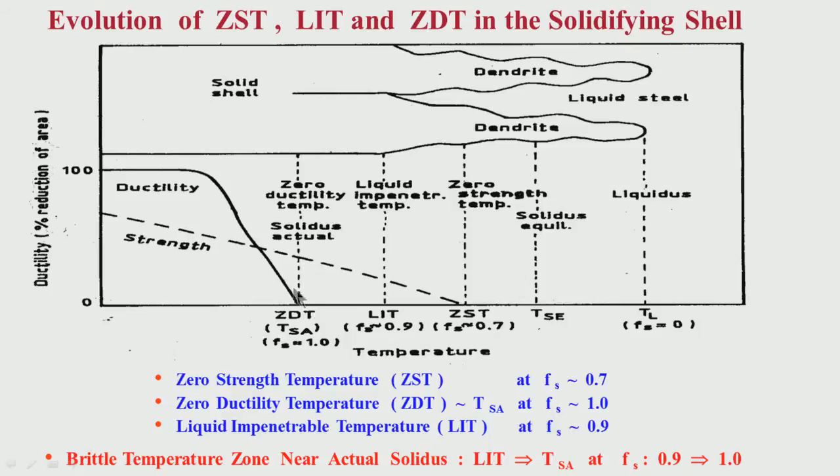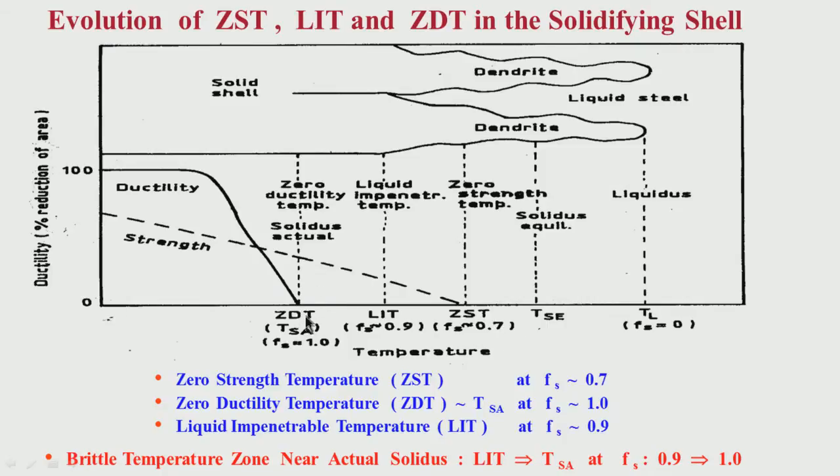But look at the ductility figure, the ductility of the strand, in this range. The strand has developed strength, but you do not find any ductility. So it has 0 ductility in this region. In the temperature range corresponding to a solid fraction of 0.7 to 1, that means 70% to 100% solid, the strand does not have any ductility, but it has some strength. The strength has started at around 0.7 solid fraction.